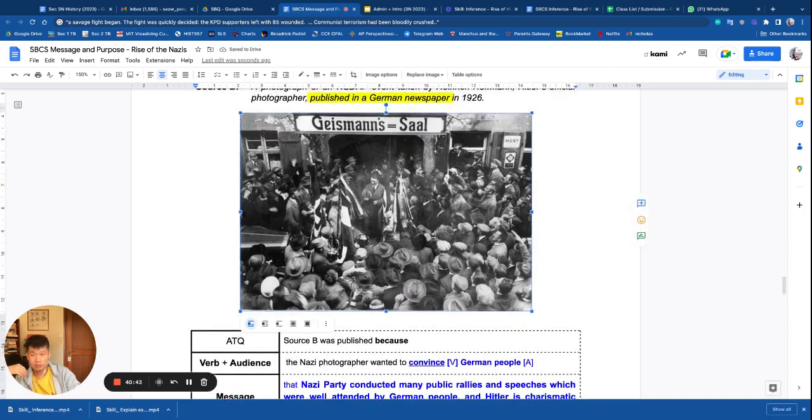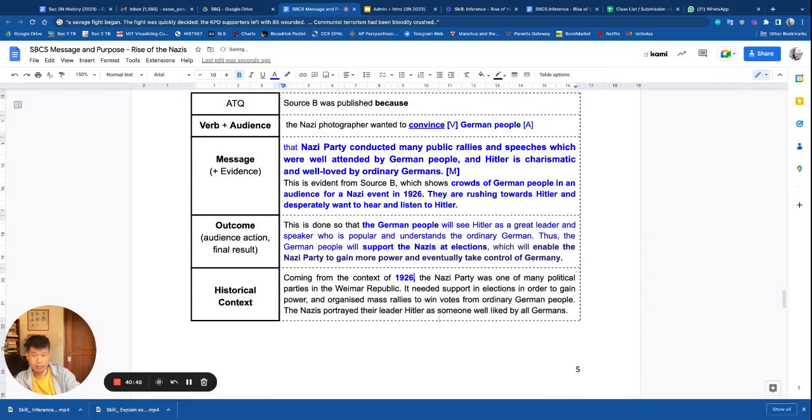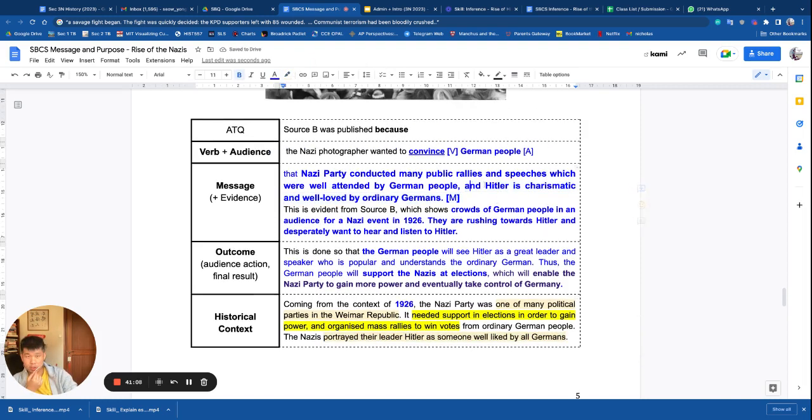Coming from the context of, we use the source here, 1926. The Nazi Party was one of many political parties. It needed support to win votes, and they portrayed Hitler as someone who was well liked by all Germans. So you can see how it's weaved together. The reason I have a message here about Hitler being charismatic and well loved is so that the German people will think Hitler understands the ordinary German, see him as a great leader, and thus they will support the Nazis, vote for the Nazis.